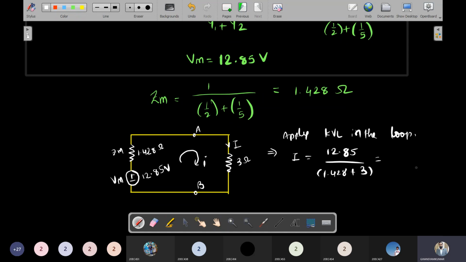Quickly do the calculation and tell me. Sir, it's 2.9. It's 2.9 ohm... 2.9 ampere. Okay, you are getting 2.9 ampere. So this is the correct answer. Any doubt, anyone? No, sir.